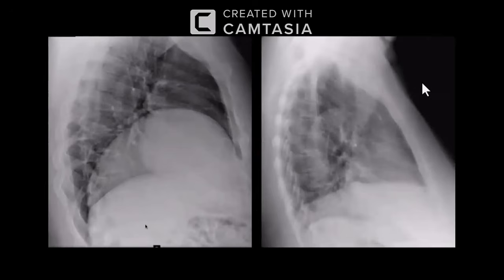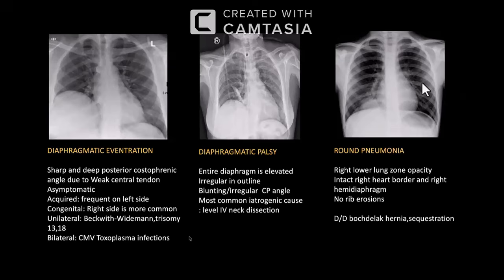Yes, the next case is a very classic case. If you see the lateral radiograph, that is how you differentiate between eventration and diaphragmatic palsy. Diaphragmatic palsy will have an irregular appearance compared to a smooth appearance in the eventration picture.